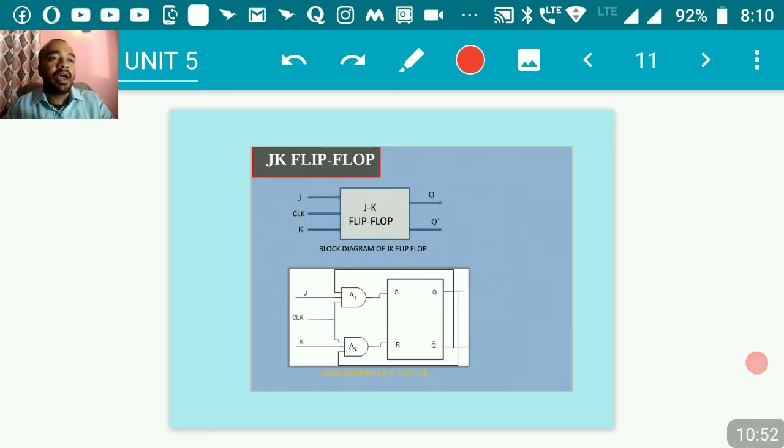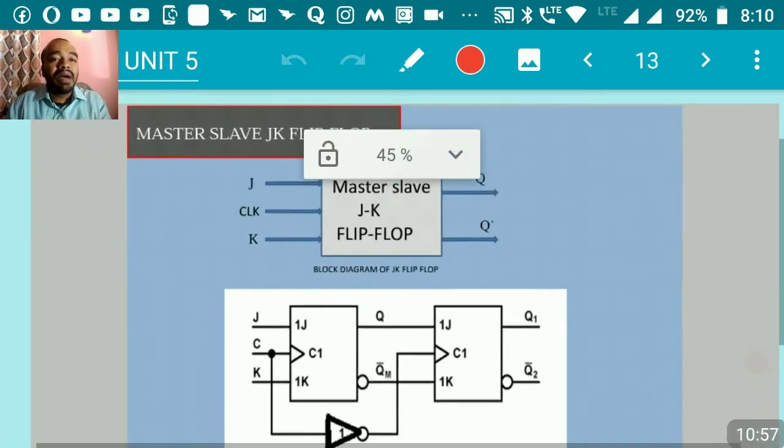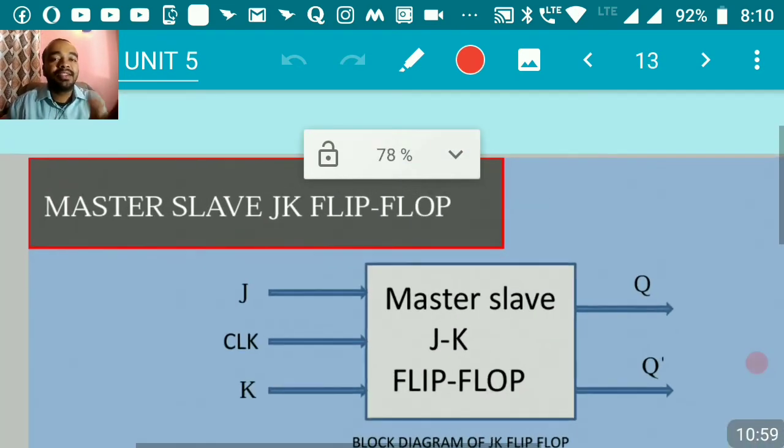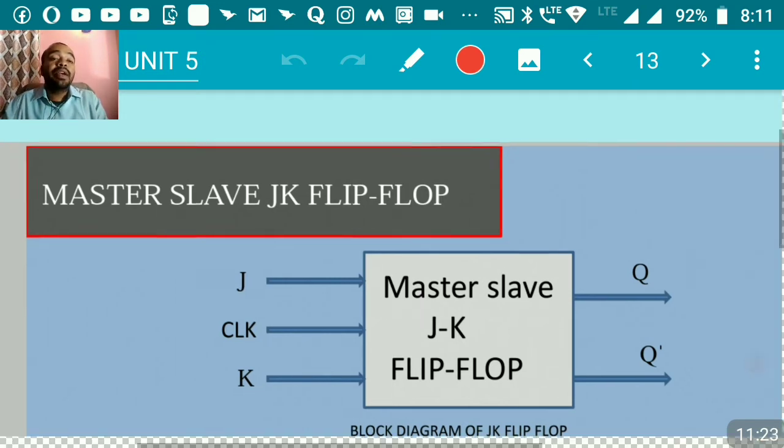Okay, now let us go to one more flip-flop, that is your master slave JK flip-flop. The next topic that we are going to discuss here is the master slave JK flip-flop. The master slave JK flip-flop is very simple. The master slave connections can be done for SR flip-flop and even JK flip-flop, but preferably the master slave is done over the JK flip-flop only. Okay, so that is what we are going to discuss now.